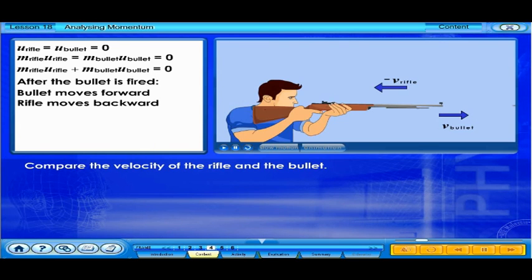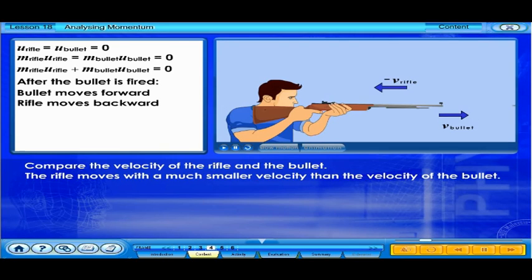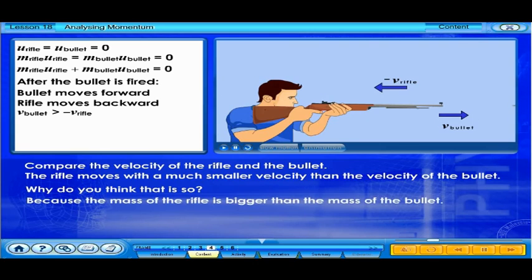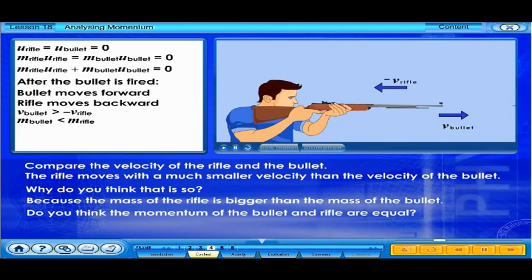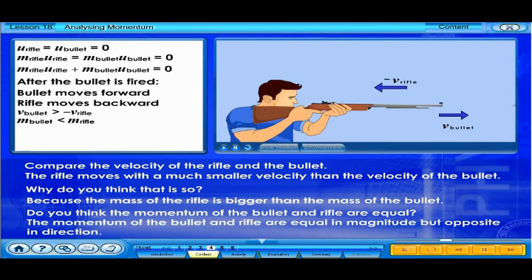Compare the velocity of the rifle and the bullet. The rifle moves with a much smaller velocity than the velocity of the bullet. Why do you think that is so? Because the mass of the rifle is bigger than the mass of the bullet. Do you think the momentum of the bullet and rifle are equal? The momentum of the bullet and rifle are equal in magnitude, but opposite in direction.